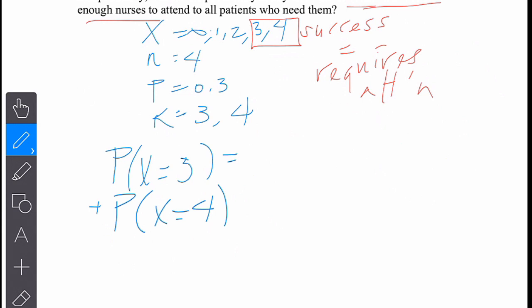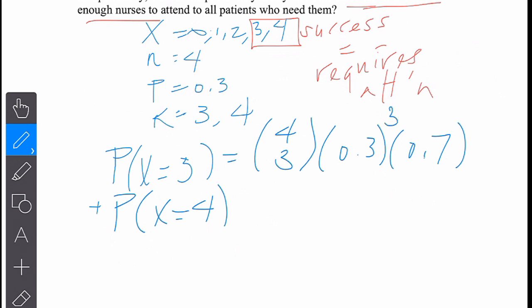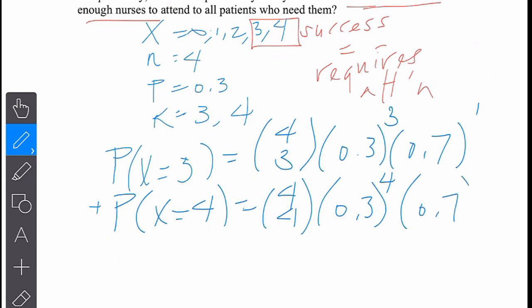So, how many ways out of 4 are there of seeing 3 successes times the probability of success cubed times the probability of a failure? How many successes? 3. That leaves 1 failure. And then for this one, it's how many ways are there of seeing 4 successes out of 4? So the probability of success to the power 4, and the probability of failure to the power none.